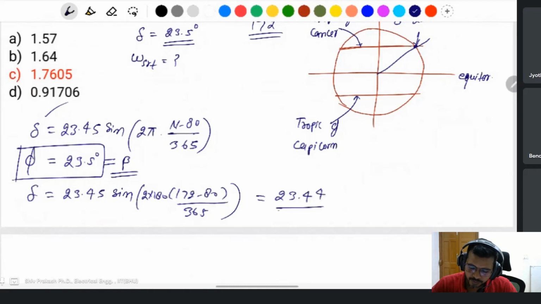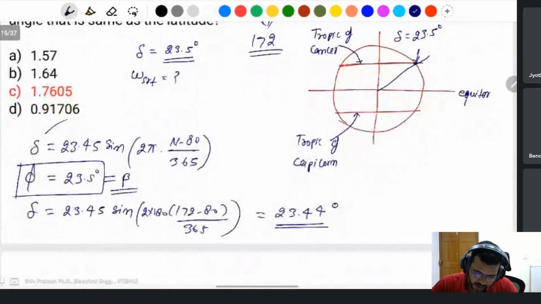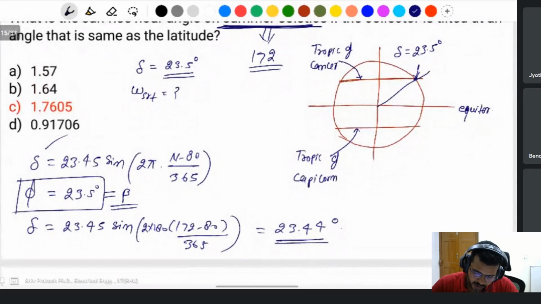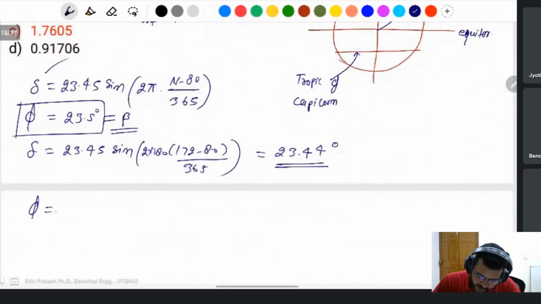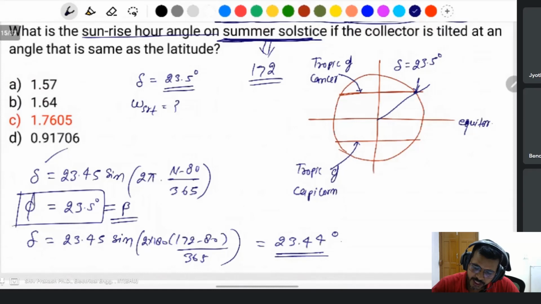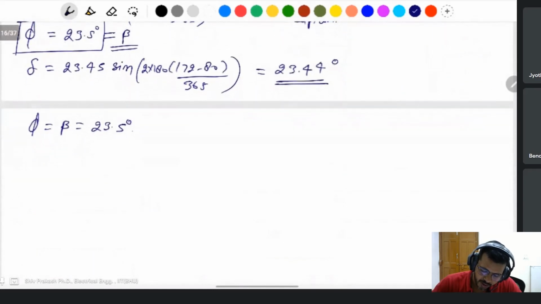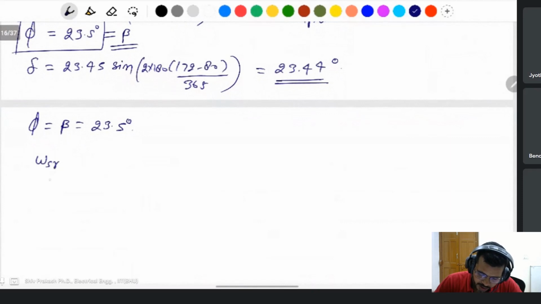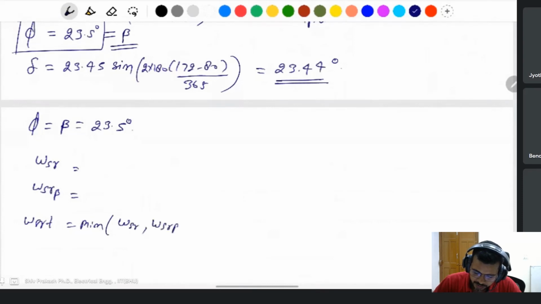23.44 degree is the delta angle, and phi is equal to beta is equal to 23.5. Ask about the sunrise hour angle with a tilted surface. Then calculate both of these, omega SR and omega SR B with tilted. After that, find omega SRT, which is the minimum of omega SR and omega SRB.